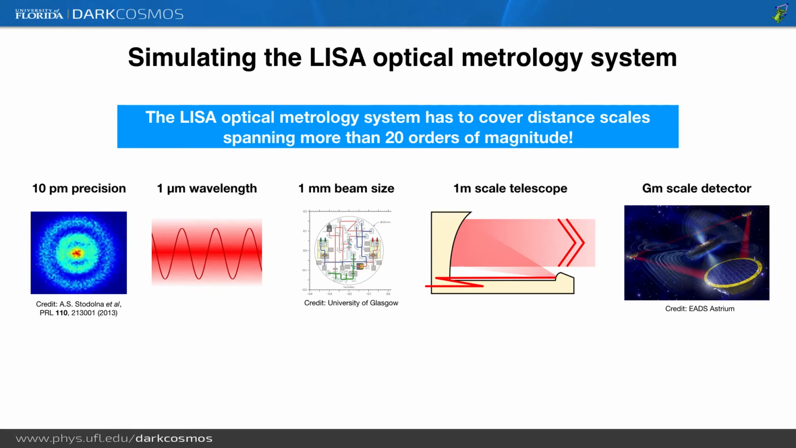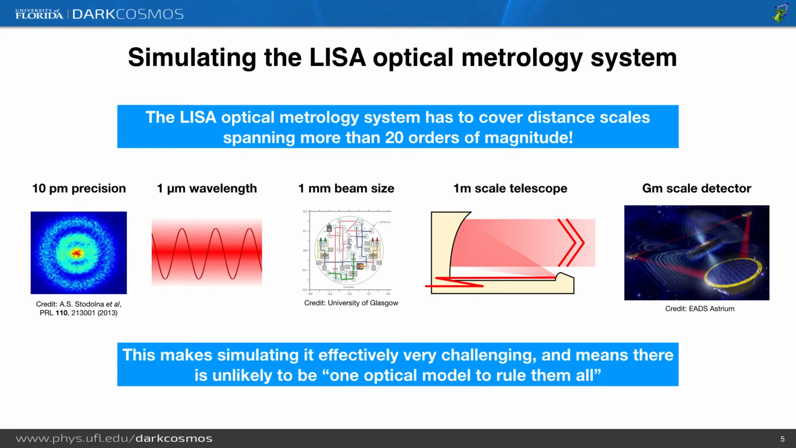Simulations of the LISA OMS have to cover an extremely wide range of distance scales. We care about picometer precision measurements made using a 1 micrometer wavelength laser beam, which starts on an optical bench with a 1 millimeter beam size, before being expanded by a meter-scale telescope and traversing the 2.5 gigameter void between vertices of the triangular constellation. This makes finding any one simulation tool to cover the whole OMS very difficult. In reality, we have to use different approximations in different regimes, and depending on what aspects of the light path we're interested in at any one time.